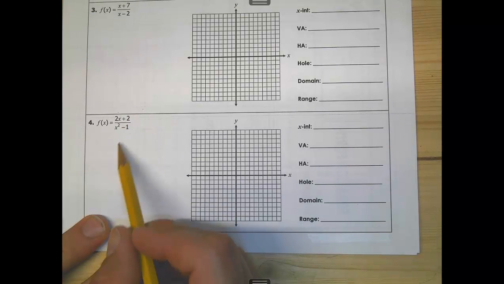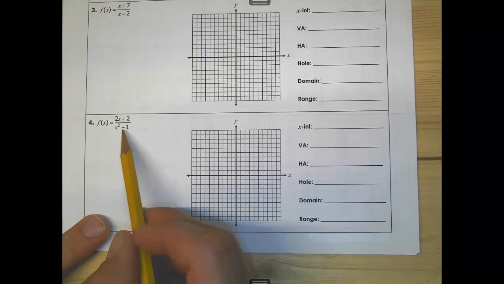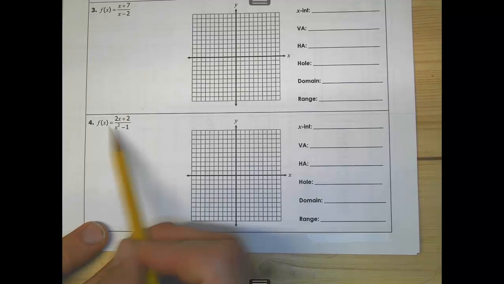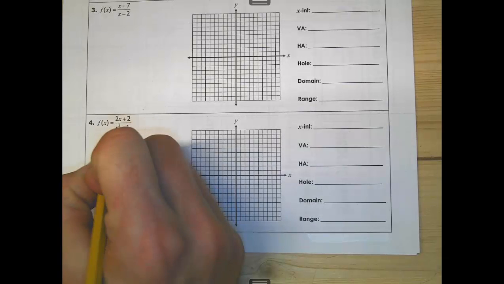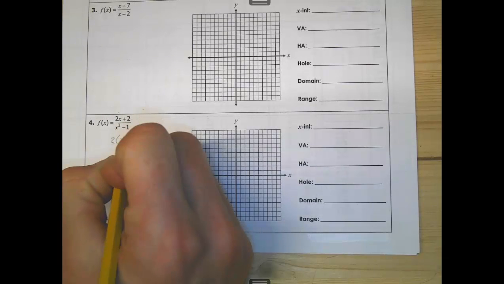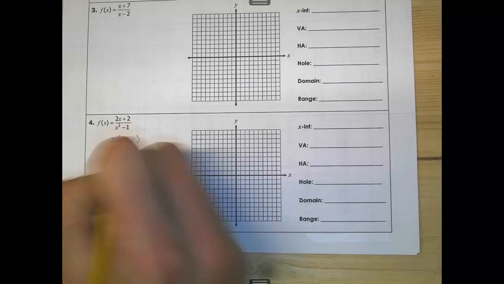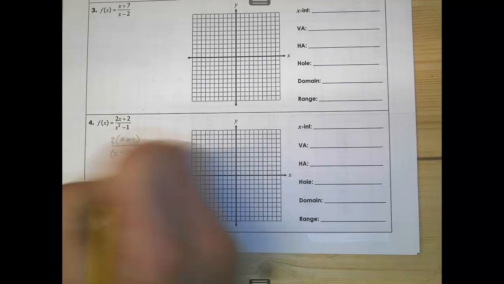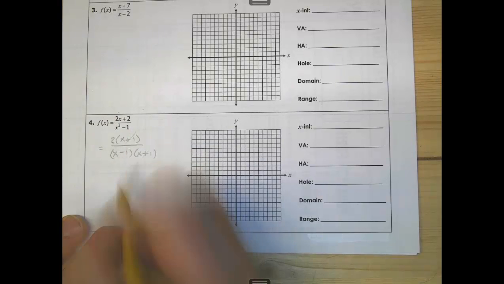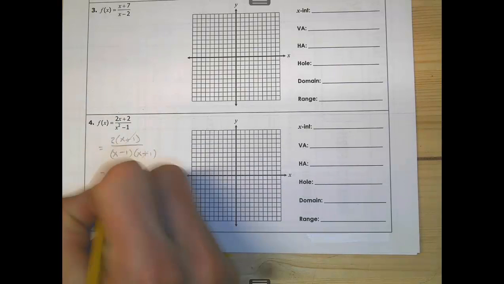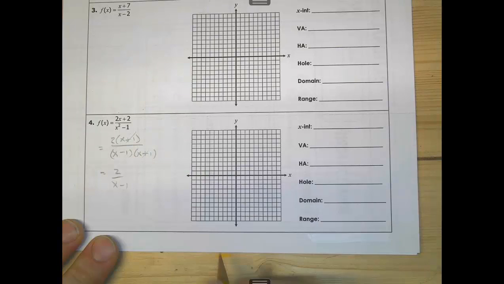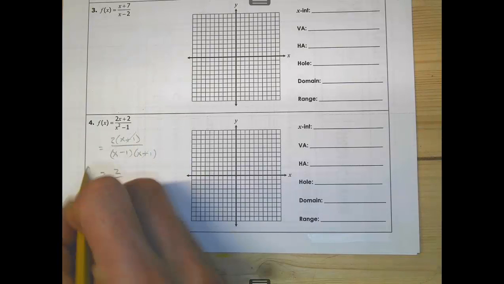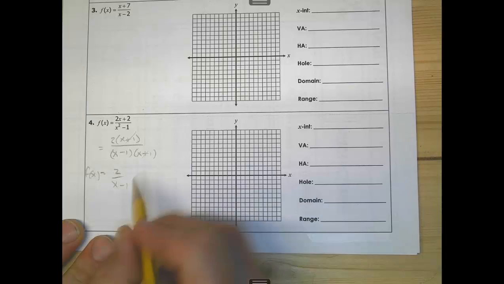All right, let's jump down to number 4 then. We got time for maybe 1 or 2 more. All right, so here we have a rational function. Let's go ahead and factor it first. So I'm going to pull out a 2 from the numerator, and I'm left with x plus 1. And then in the bottom, I can make this x minus 1, x plus 1, because it's a difference of 2 squares pattern. All right, it looks like it's going to have a hole. That factor cancels, so it simplifies to 2 over x minus 1. All right, so there's our function now.